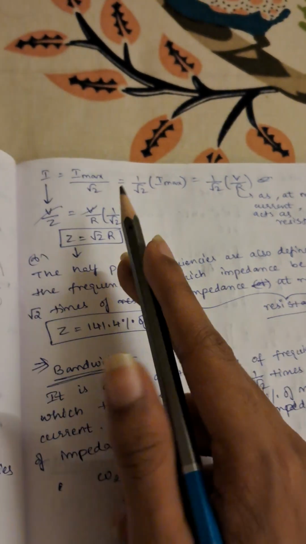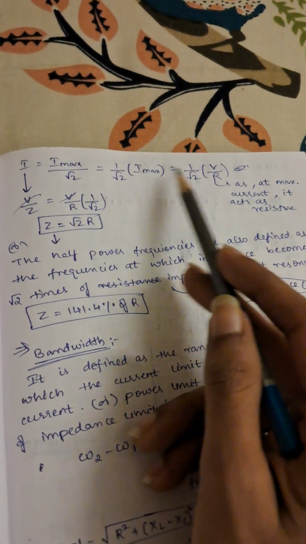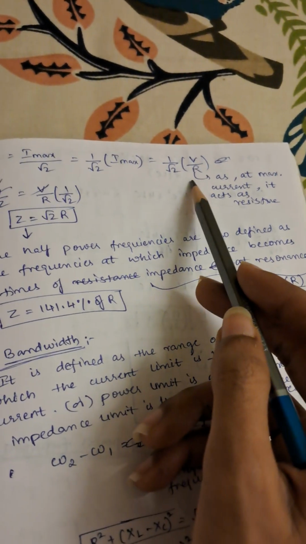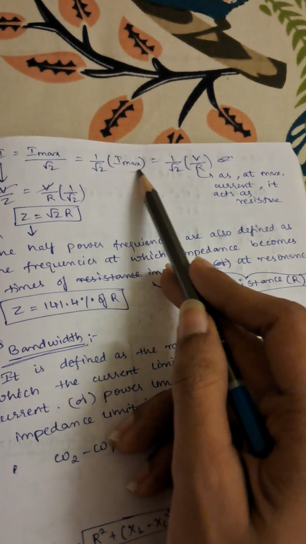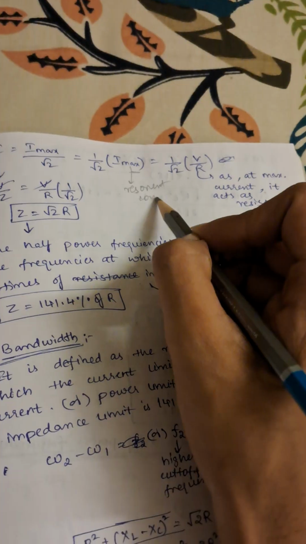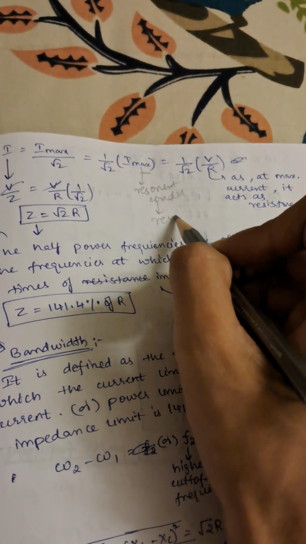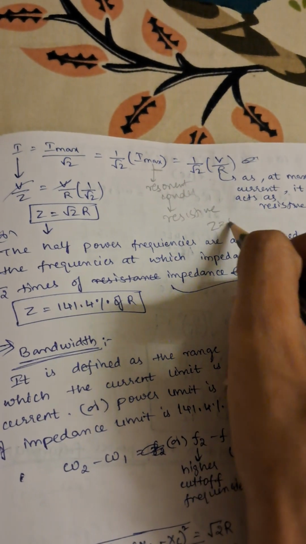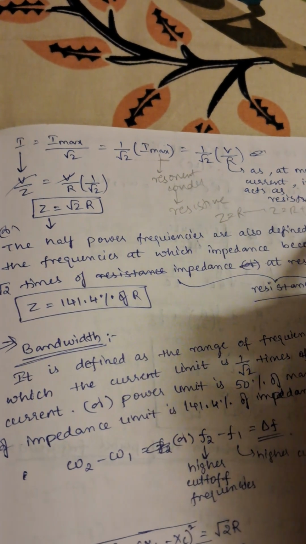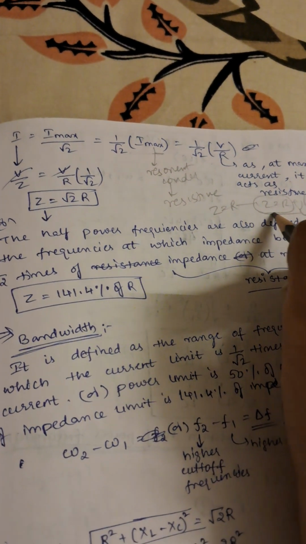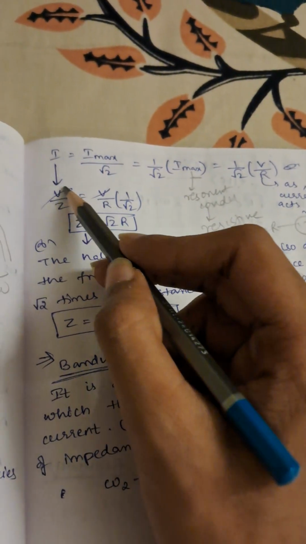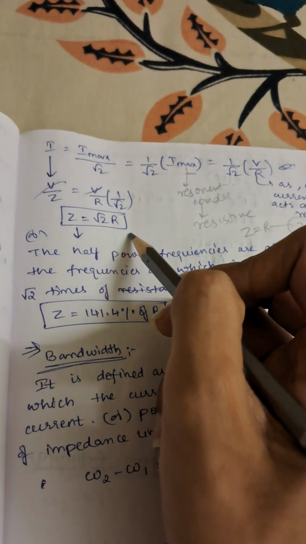Here I is I max by root 2, 1 by root 2 of I max. I max can be written as V by R. Why R? Actually it is V by Z, but Z we can write as R because I max means resonant condition, right? At resonant condition it acts as resistive in nature, then Z will be R, because Z is equal to R plus j into (XL minus XC). At resonant condition this will be 0. So Z is R, so I max will be V by R. 1 by root 2 times V by R. I is V by Z, V gets cancelled, Z is equal to root 2 R.